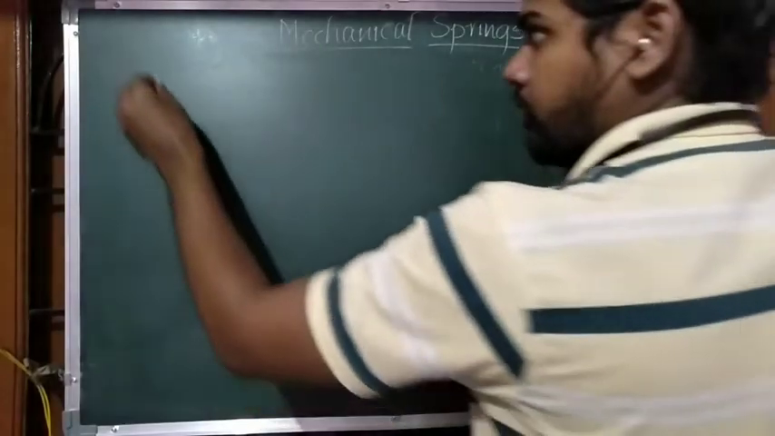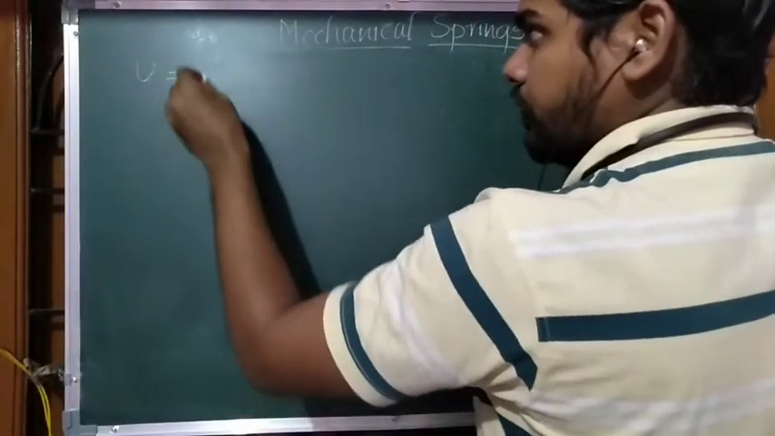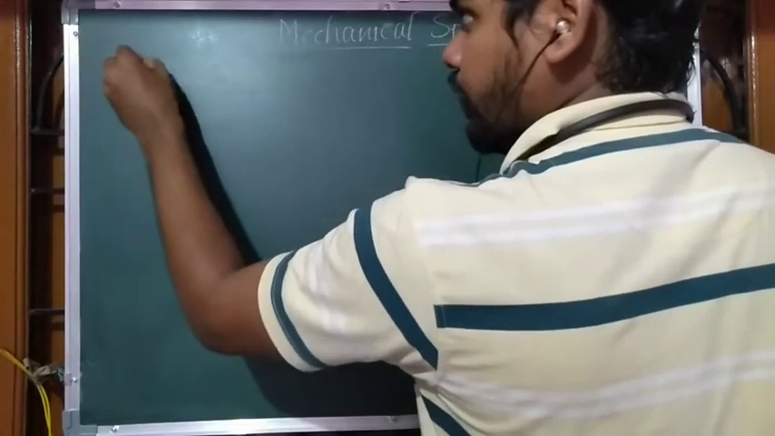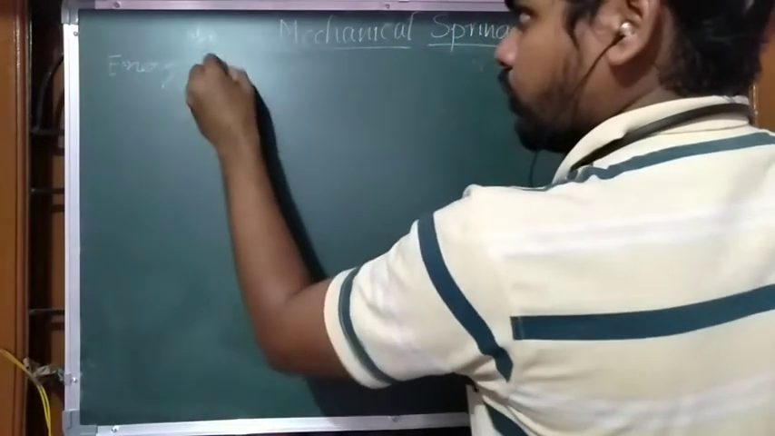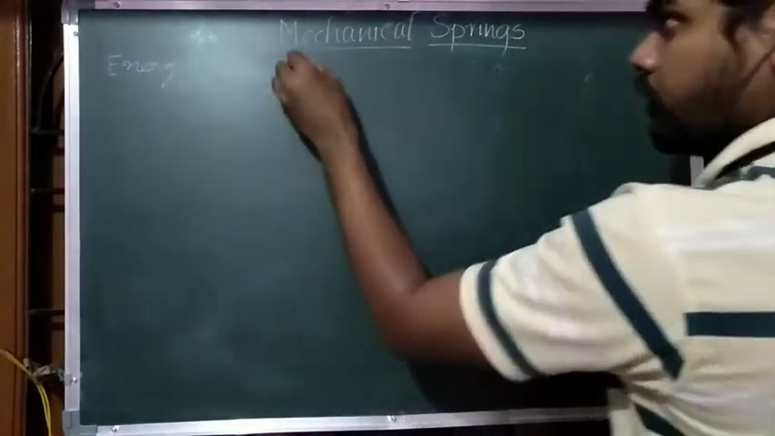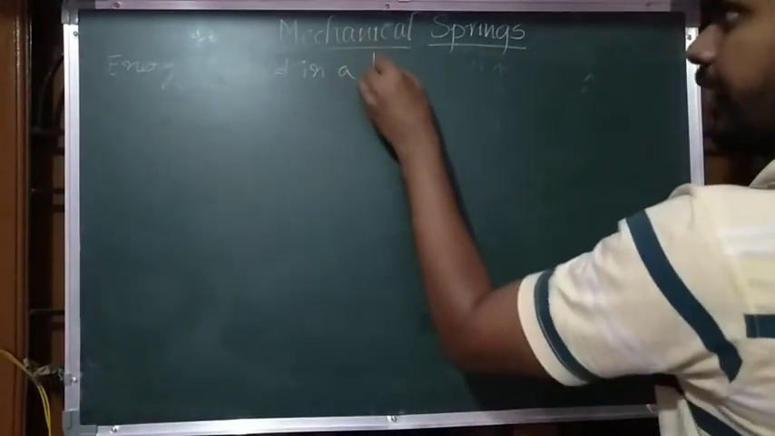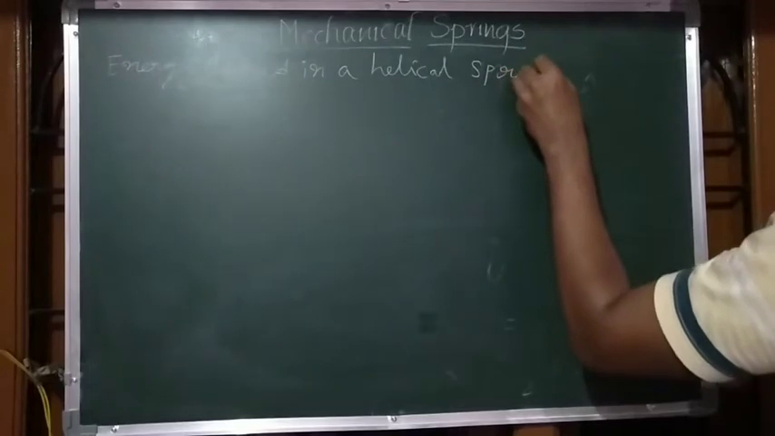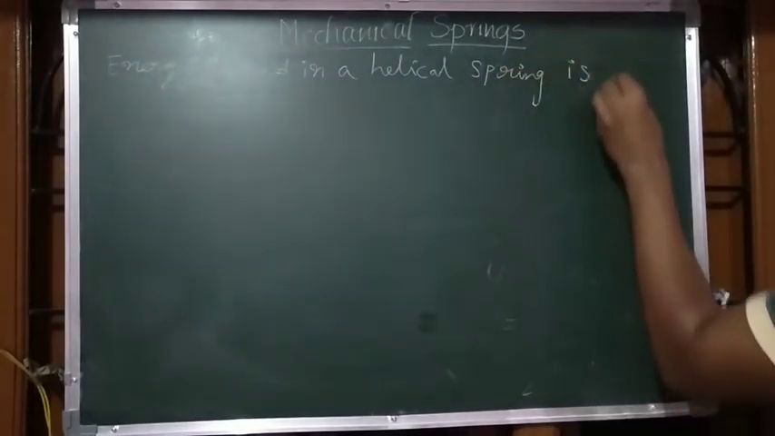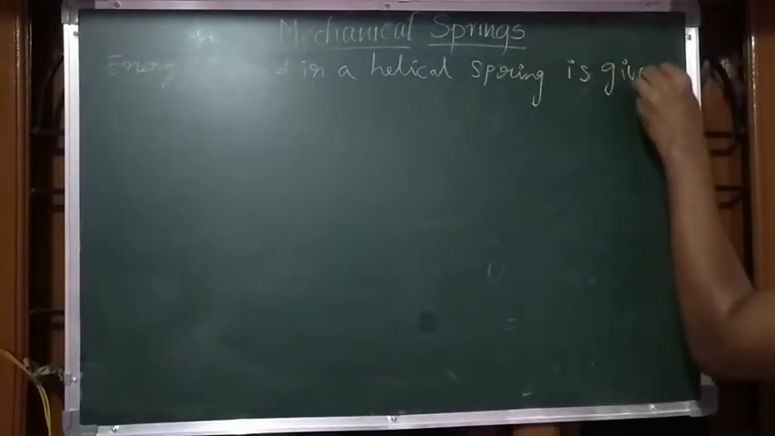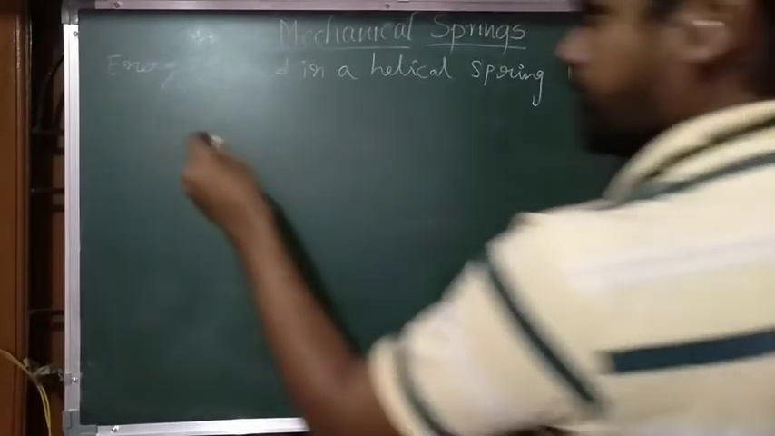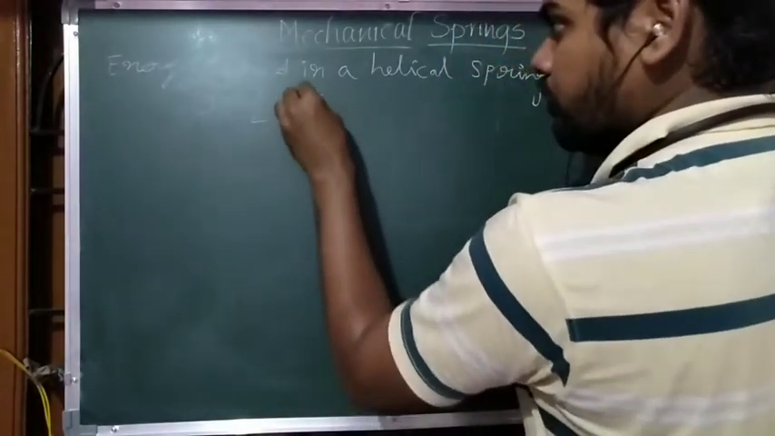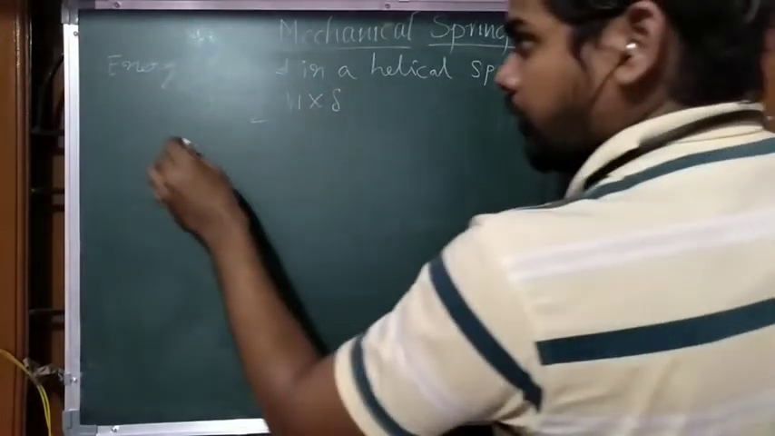Okay, fine. So we know that the strain energy stored in a helical spring is given by the basic formula U is equal to half load into deflection.